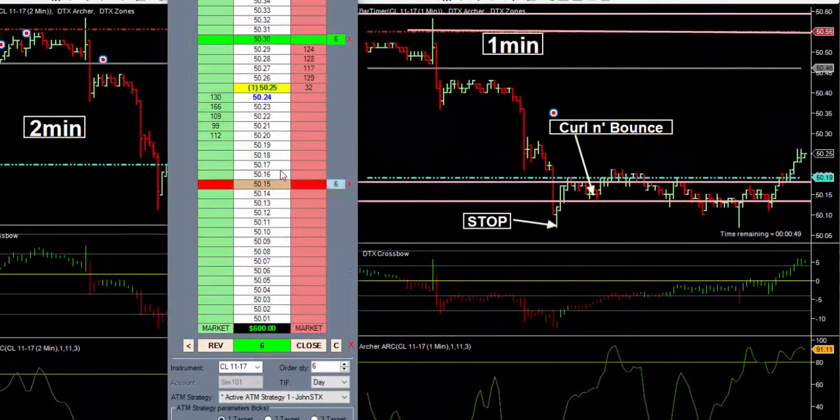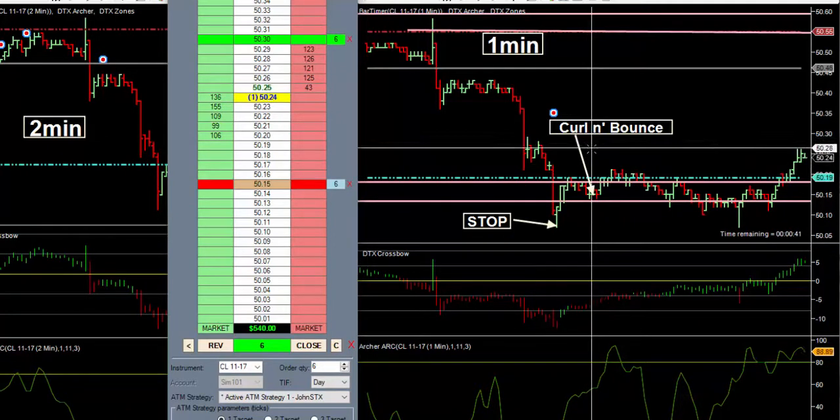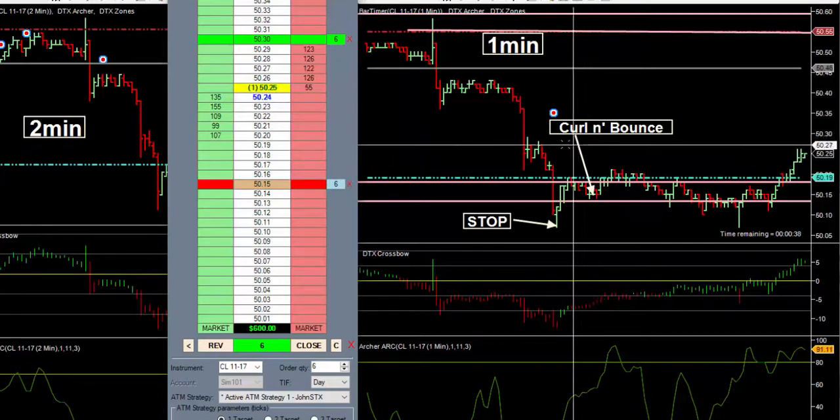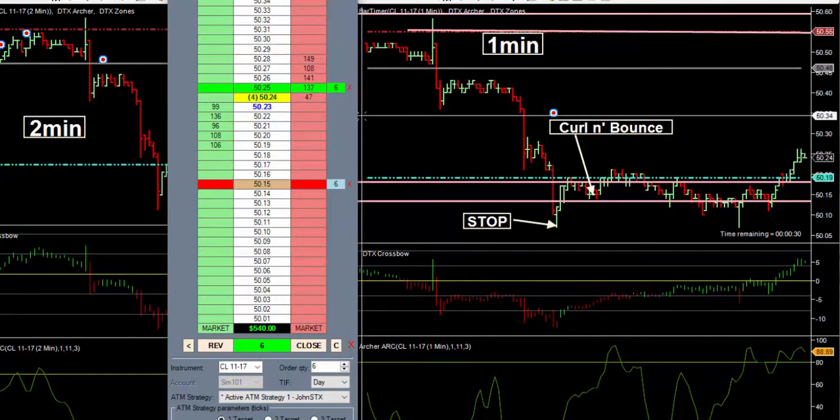Okay, I'm going to bring in our stop to break even right here, and it looks like we're off to a good start. Now what I did is I labeled where the entry was for the curl and bounce. We missed our first entry, but we did get a second entry. Not all the times you can do that. I believe we're going to go for a little bit tighter profit target here of 10 ticks.